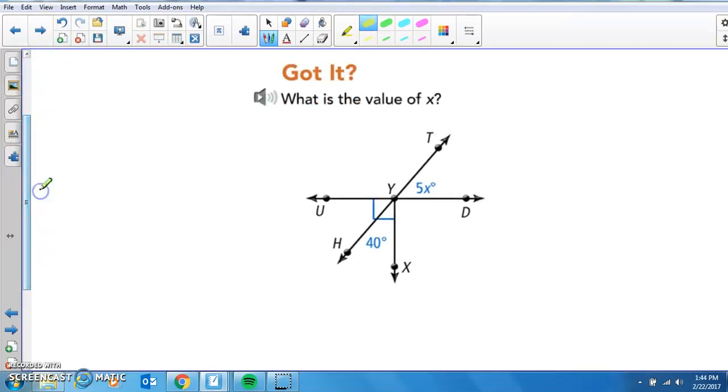All right, this next one. What is the value of x? You know this is a straight line. You know this part is 40 degrees. You know that is 5x. I think you can probably figure out what this is based on this line right here. So your job is to figure out what x equals.